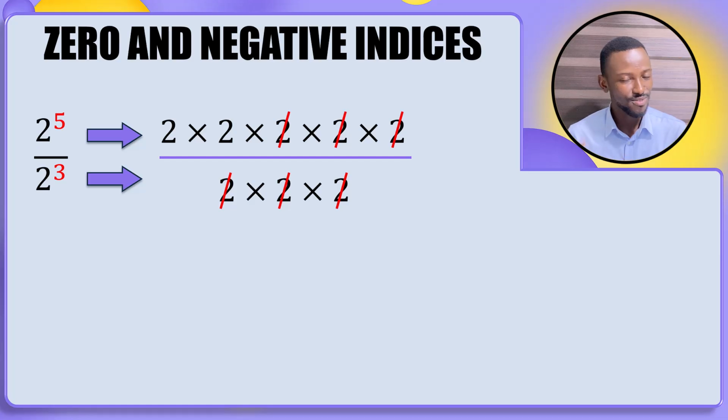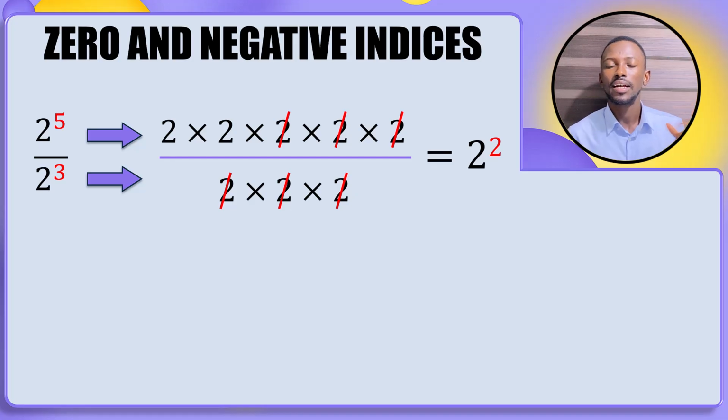We did that in the previous lesson. So if you are lost, go watch that lesson, our first video on indices. Now, how many 2's do we have left? We have 2 left. So 2 times 2 is 2 to the power 4. So this is basically what it is.